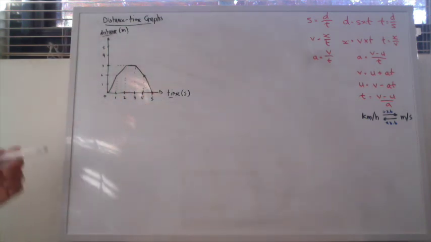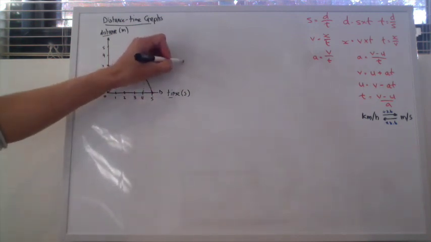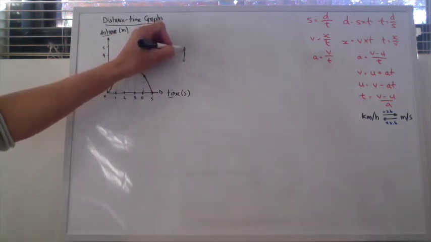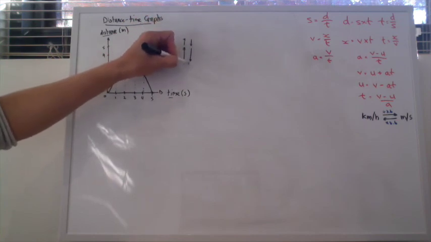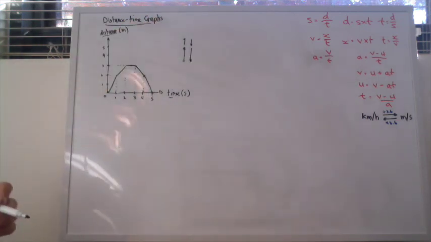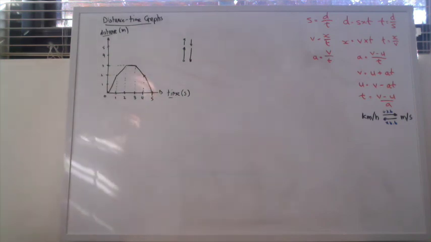So it can be thought of as an object that goes really far away, a little bit further away, stays there, comes back, and ends up in its original location. Okay, so that's a distance versus time graph.